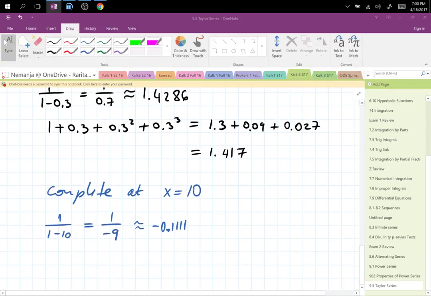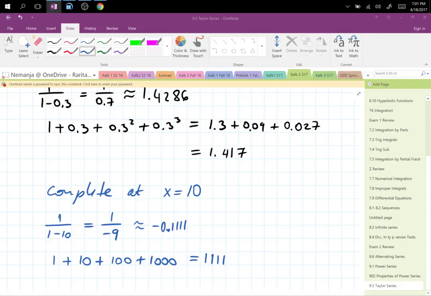And if you compute the other one, it will be 1 plus 10 plus 100 plus 1,000, yes. So that's 1,111, right? So this is not close at all. So you see what happens if you're not computing close to the center.